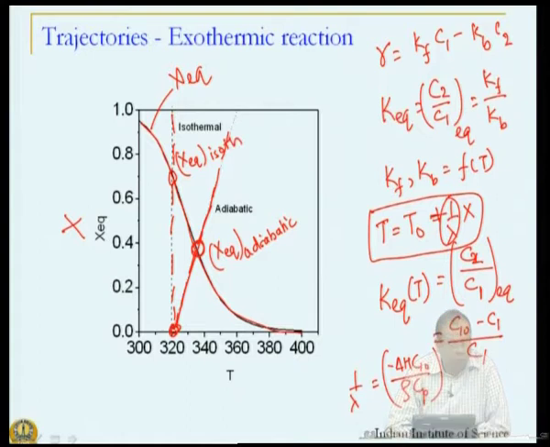So, how should we operate these reactors? Clearly operating either as an isothermal reactor or as an adiabatic reactor is not an ideal scenario. We have to find a combination of these two cases. So, how do we go about doing that? But before we do that, let us look at what happens in an endothermic reaction.